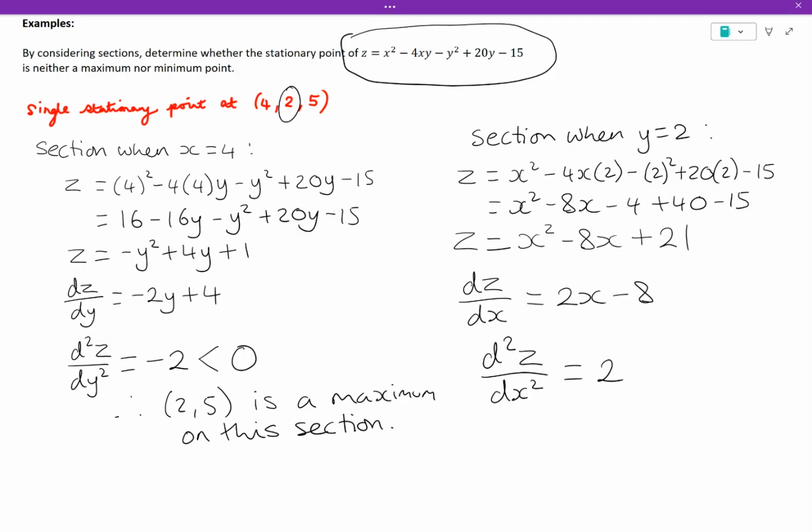Now, if this had come out with x in it, we'd then have to substitute x equals 4 into there because that's the x coordinate of the stationary point. However, because it's just come out as 2 independent of x, we can already make our conclusion. It's always going to be greater than 0 regardless of what x we use. So therefore, the point 4, which is our x coordinate, comma our z coordinate, which is 5, is a minimum on this section.